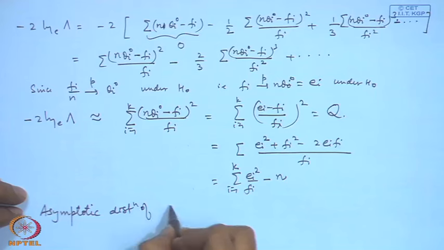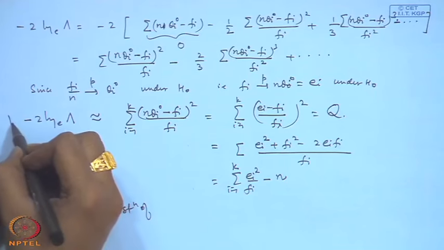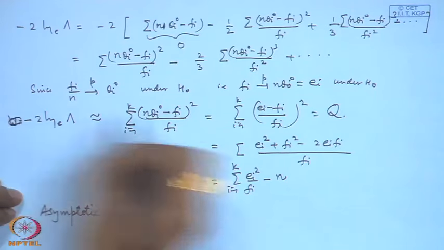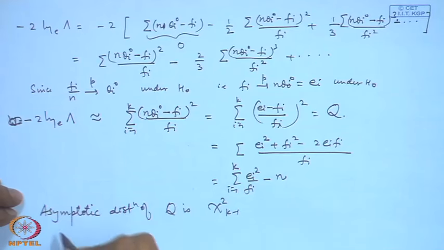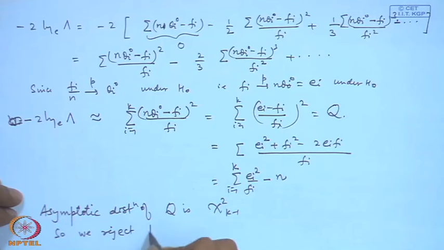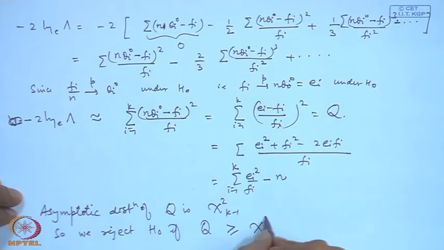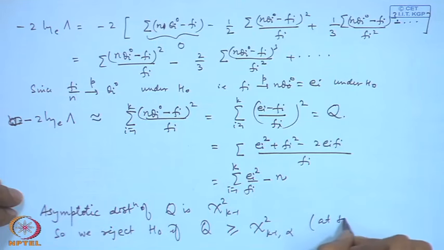So, the asymptotic distribution of this quantity, let me call it W or Q, we have called it Q, is chi square k minus 1. So, we reject H naught if Q is greater than or equal to chi square k minus 1, alpha, at significance level alpha.